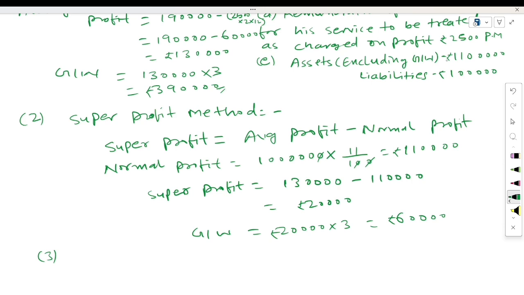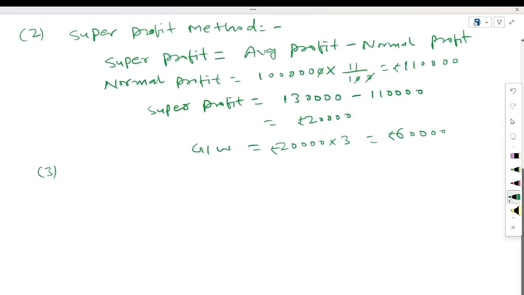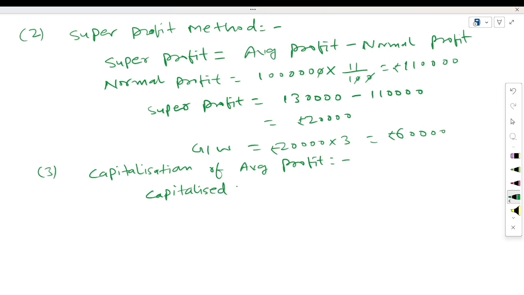First one was capitalization of average profit and second was capitalization of super profit. So first of all, we will calculate through the capitalization of average profit method. What would be the formula? First of all, we have to calculate the capitalized value of business. What would be the capitalized value of business? Average profit into 100 upon normal rate of return.